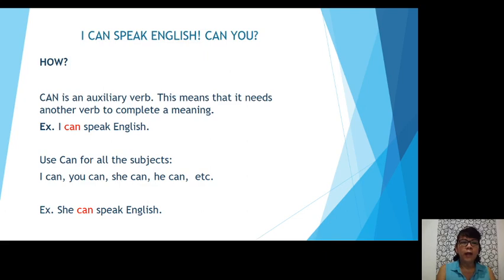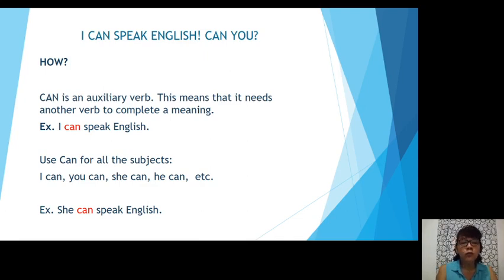As an example, I can speak English. You have the verb can as auxiliary and you have the verb speak as a main verb. Both verbs complement each other to give meaning to this sentence. You can't use can without another verb. If you say I can, yo puedo, que? You need another verb that complements the meaning.